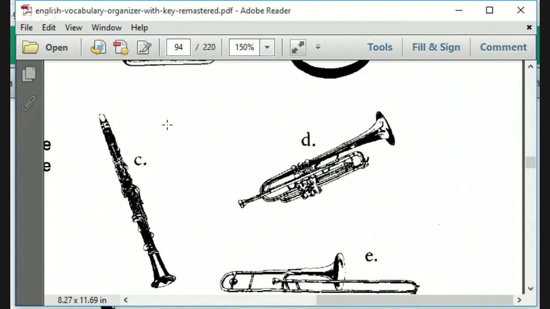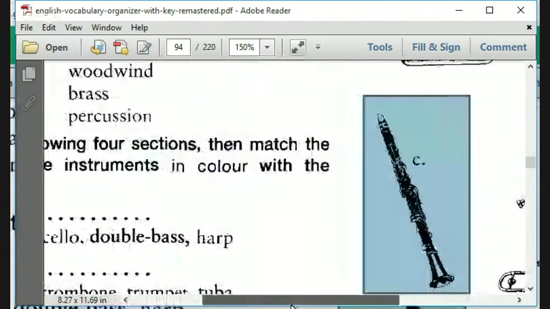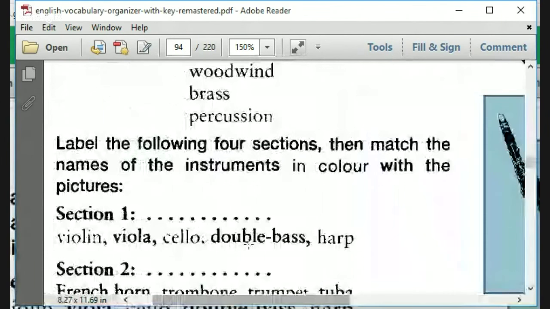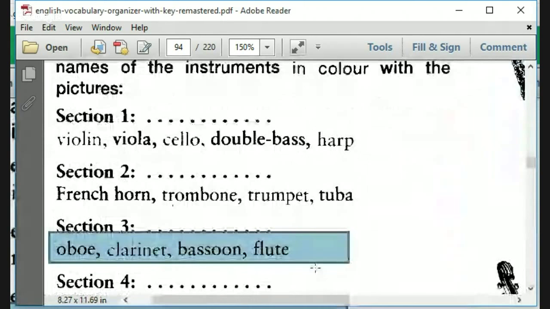This doesn't take a whole lot of skill, unlike C, which does take a lot of skill and a lot of practice. What is C? C is a kind of flute. I don't know the exact name, but I think if I go over here to the woodwinds, I think this would be a... Yeah, it's a clarinet.